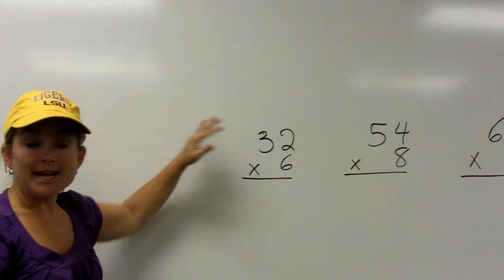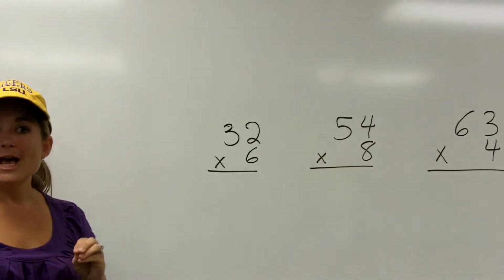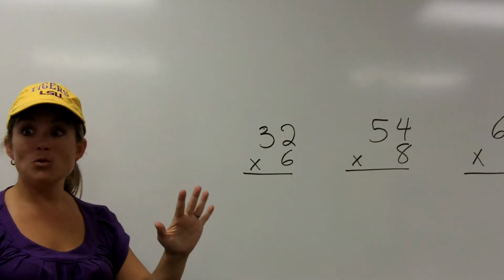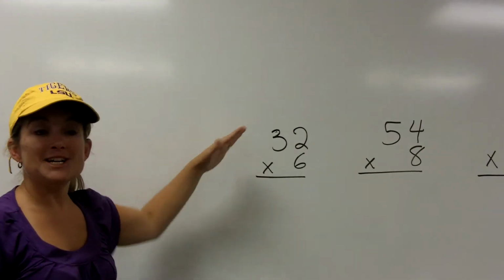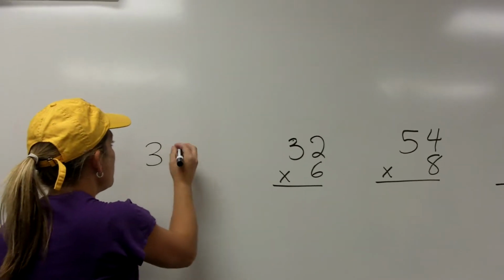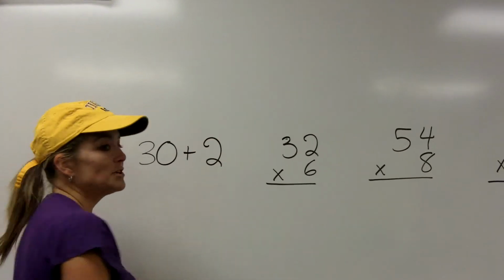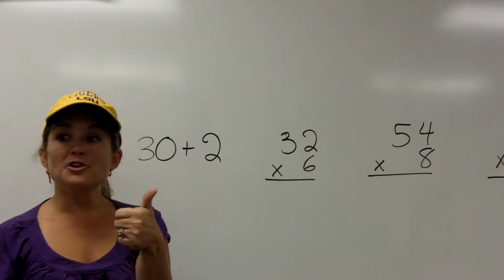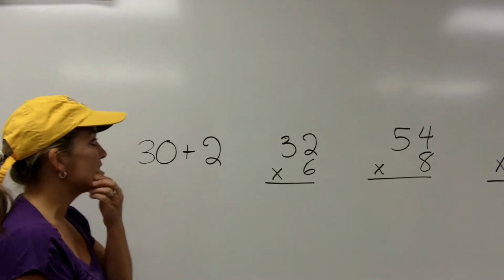32, I can also write 32 as tens and ones. So 32 is the same as 30 plus 2. Give me a thumbs up if you agree. 32 is the same thing as 30 plus 2.